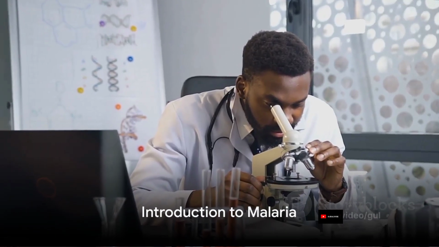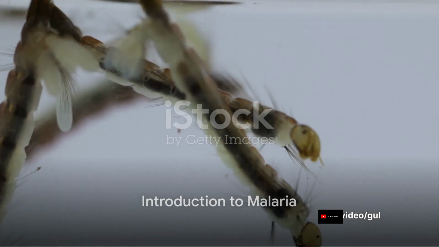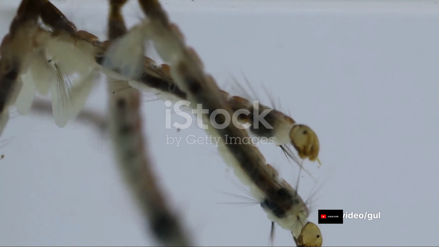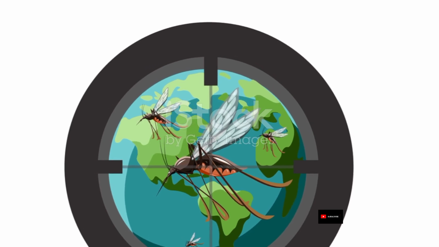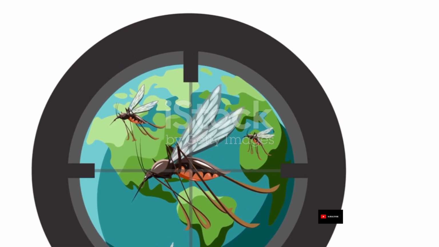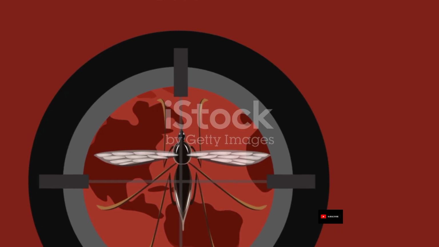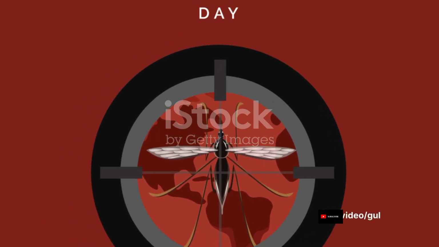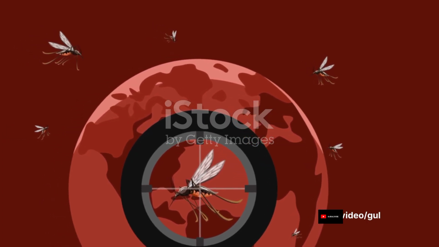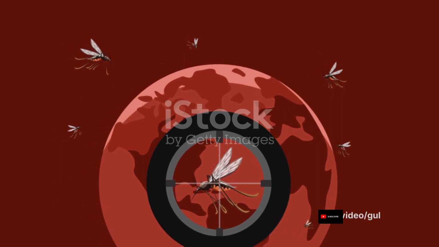Do you know what malaria is and how it affects us? Malaria is a life-threatening disease, a formidable foe that we have been battling for centuries. It's not just a fever, a headache, or a bout of chills. It's an insidious enemy, hiding within the human body, waiting to strike when least expected. This disease is caused by parasites, tiny organisms that invade our red blood cells.